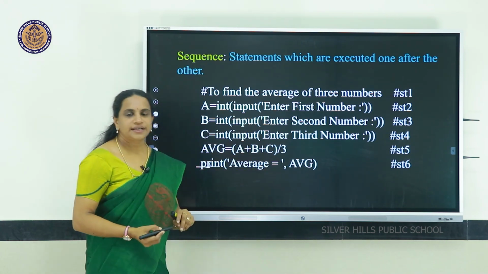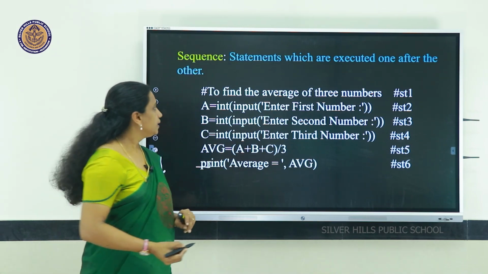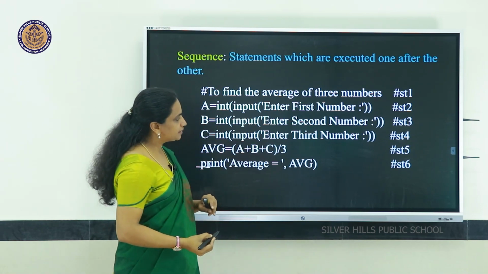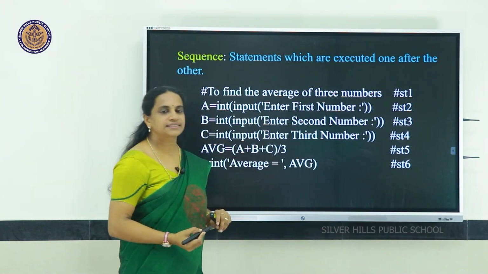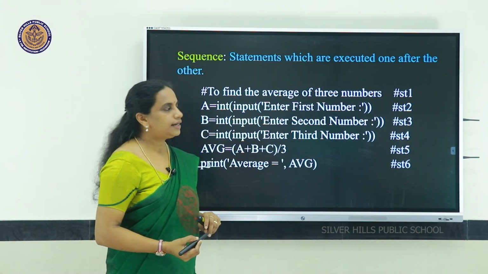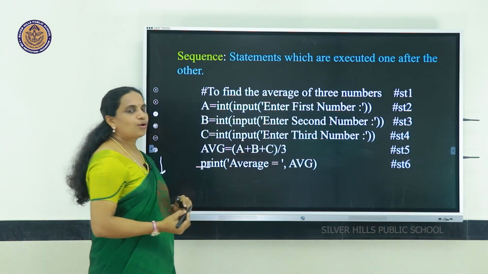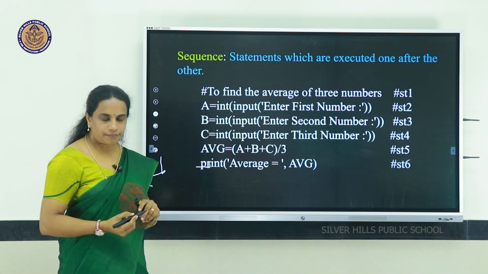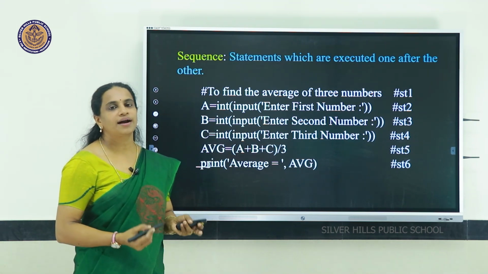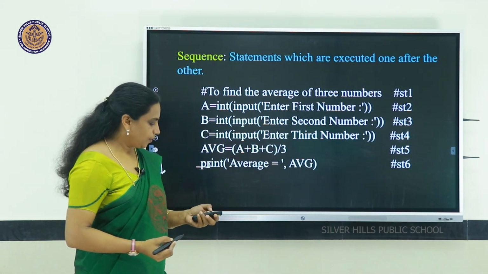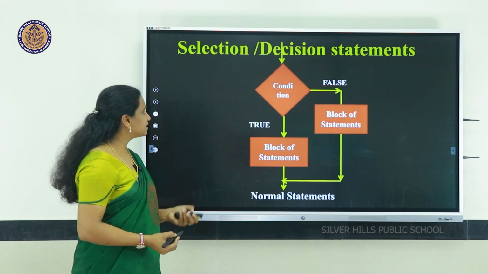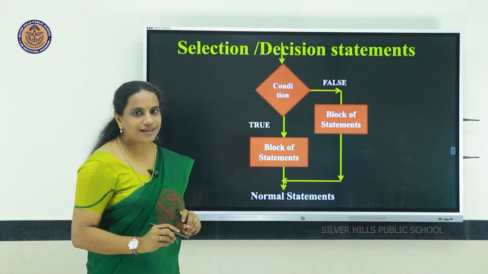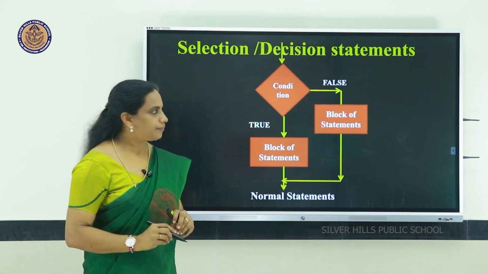Now, what is the order of execution of this program? It starts from statement 1, moves on to statement 2, statement 3, followed by statement 4, etc., up to statement 6. This order is known as sequence or linear fashion, that is, statements are executed one after the other. Okay. Now, we will move on to the next one, selection and decision statement, one of the important concepts of this chapter.